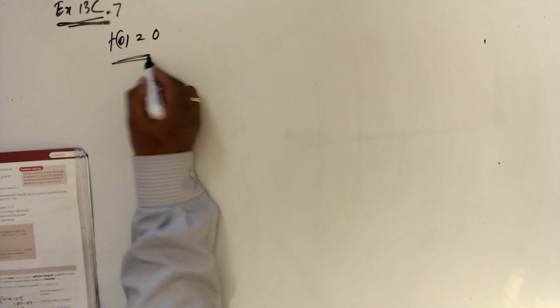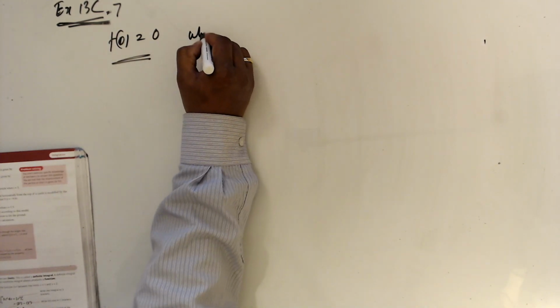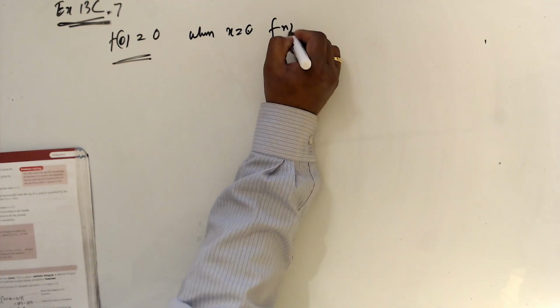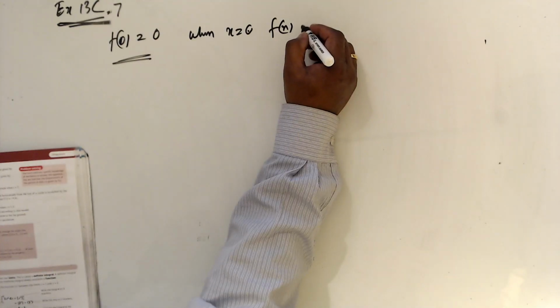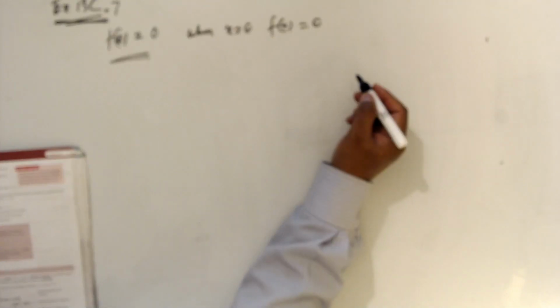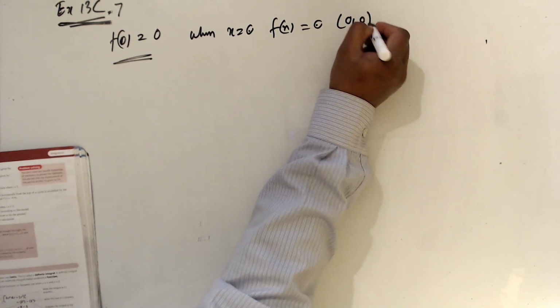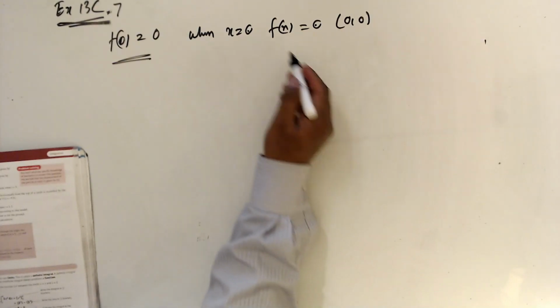So what is the meaning of that? When x equals 0, f(x) value is 0. It means this is going through (0, 0). f(x) means y.